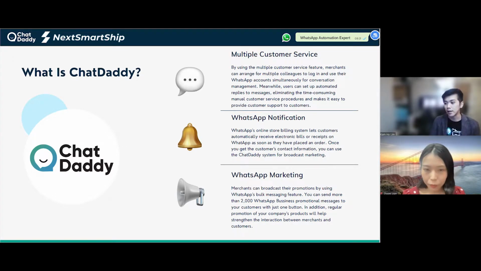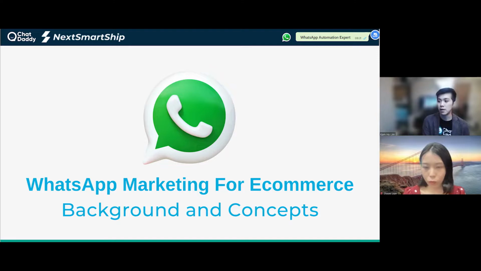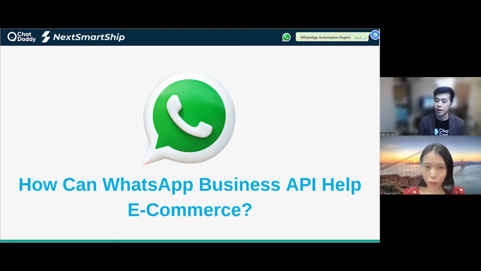WhatsApp is everywhere. In the United States, it's more on Messenger. But outside the United States and China, basically everywhere is WhatsApp. It's the second largest communication channel, with around 2 billion daily active users. I would directly jump into how WhatsApp Business API can help e-commerce with 2 user stories.